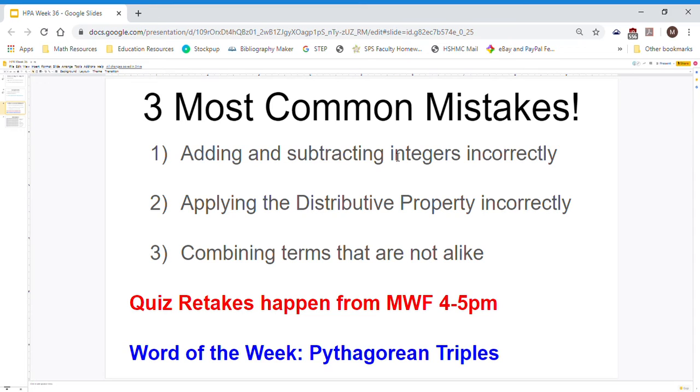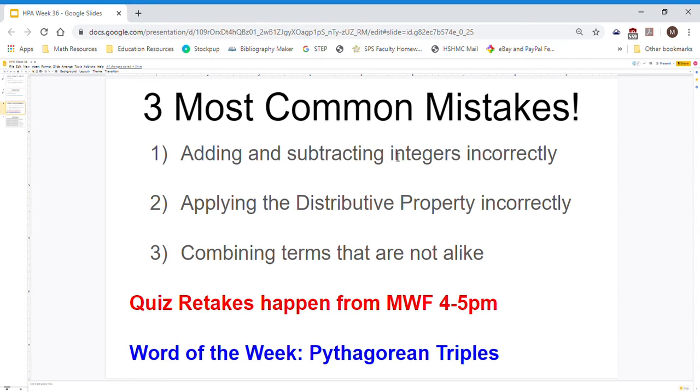The second most common mistake is applying the distributive property incorrectly. So let's say we have negative 3 parentheses x minus 5. When they distribute the negative 3, they're not distributing the negative sign on the 3 to both the x and the minus 5. They're just doing 3 times x and 3 times minus 5. Make sure you distribute the negative 3.